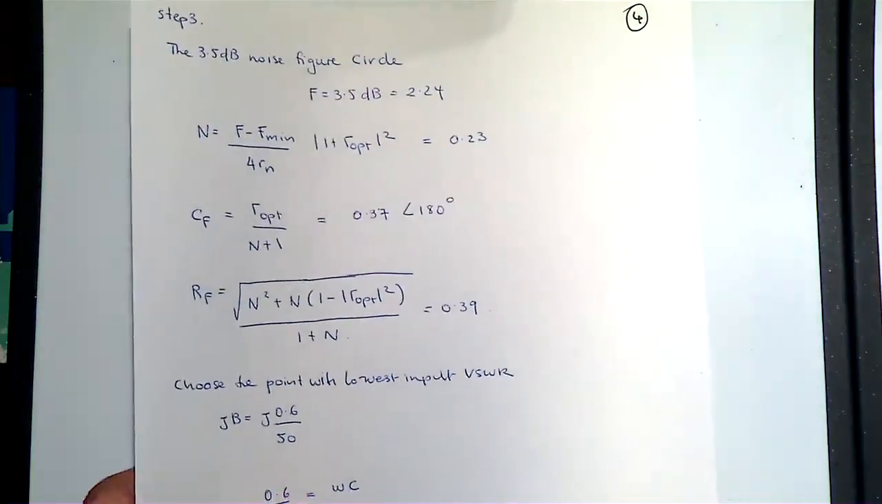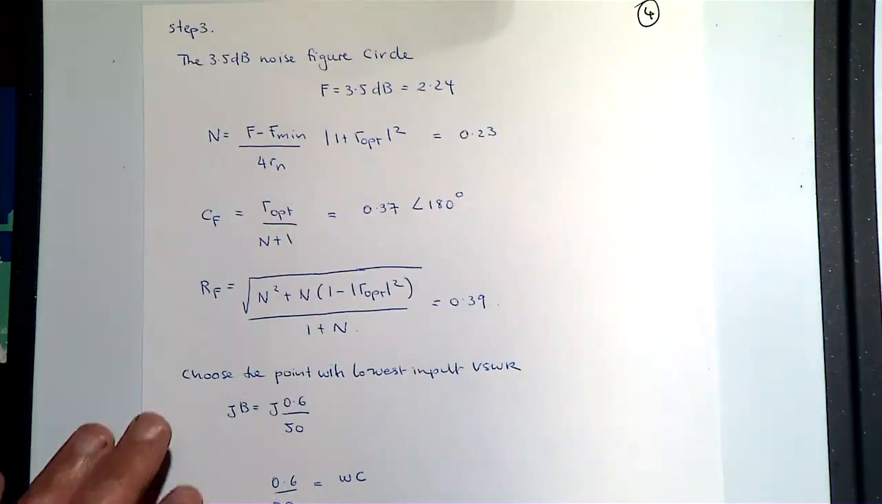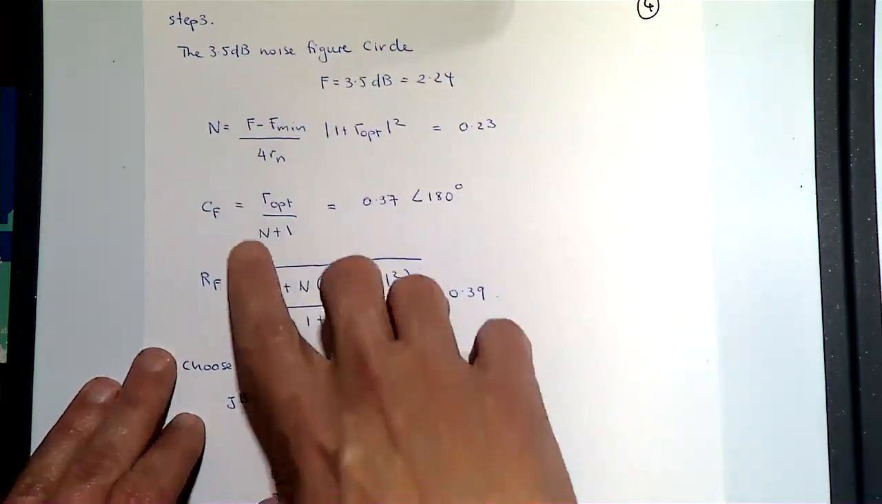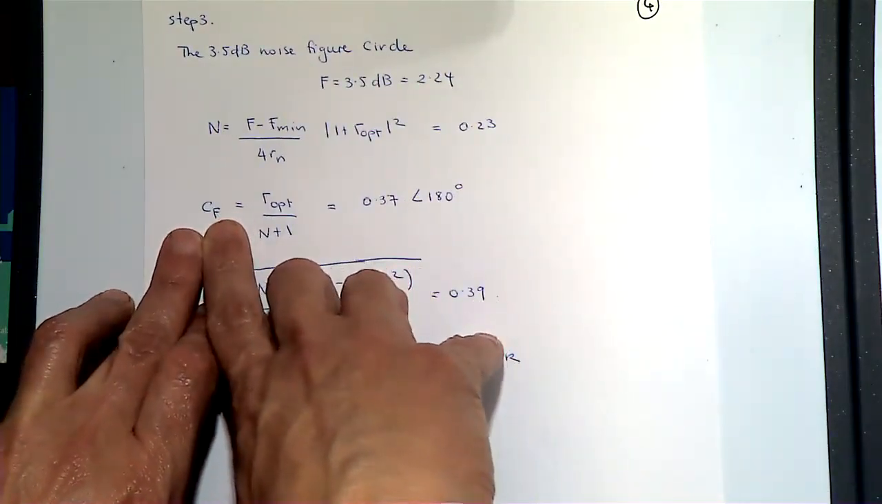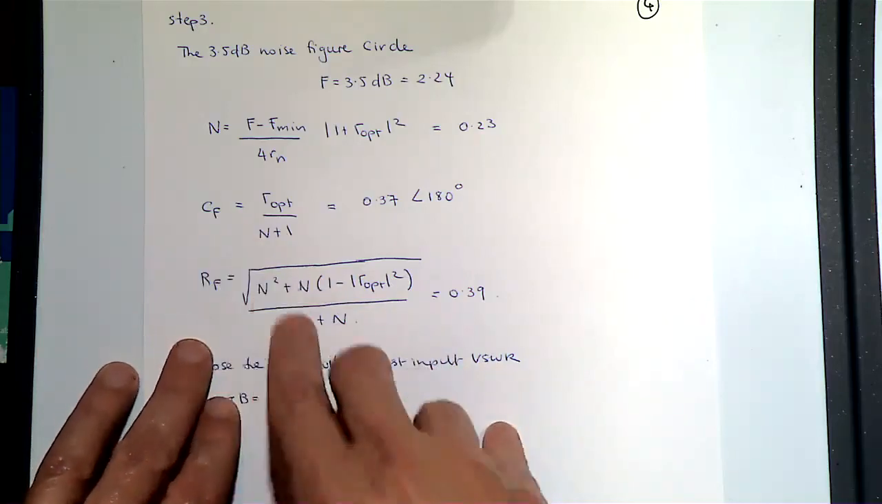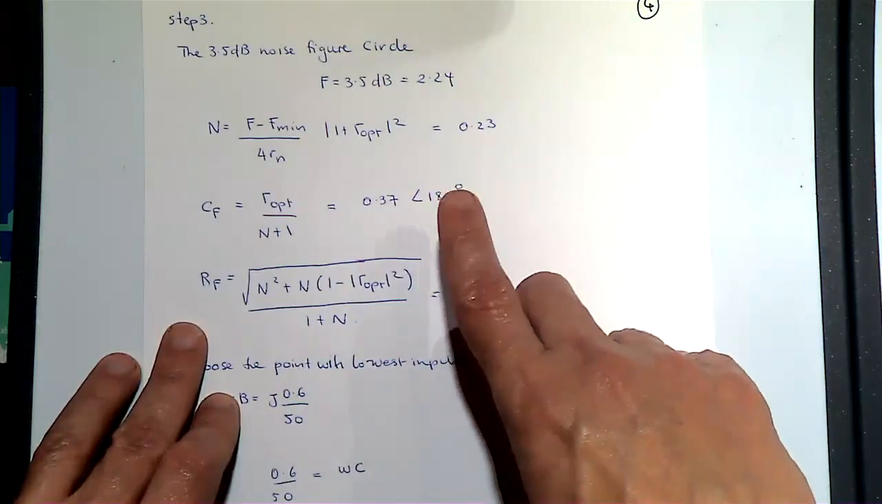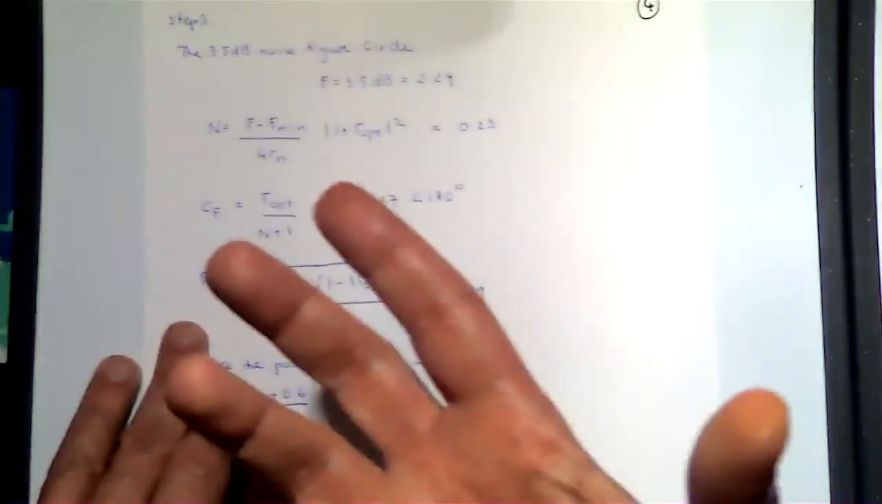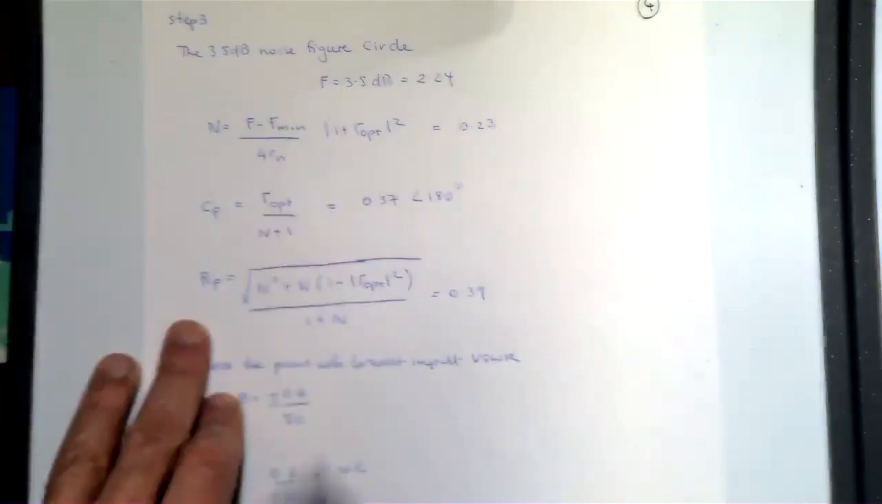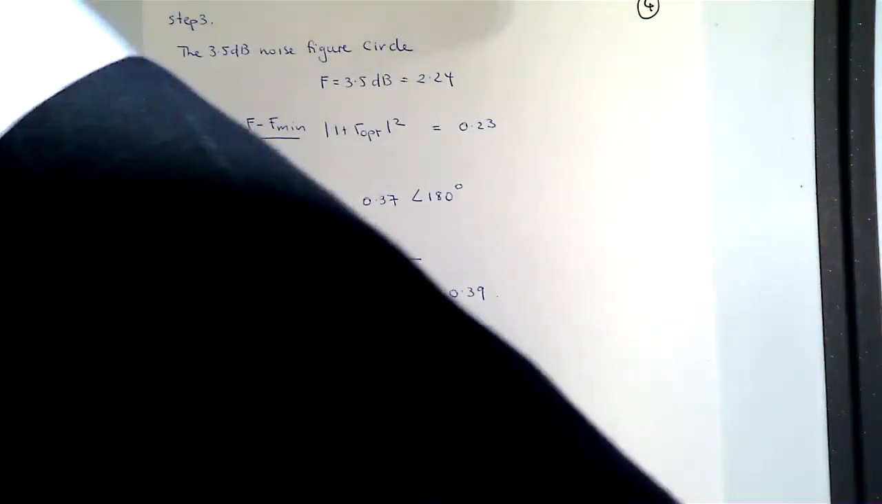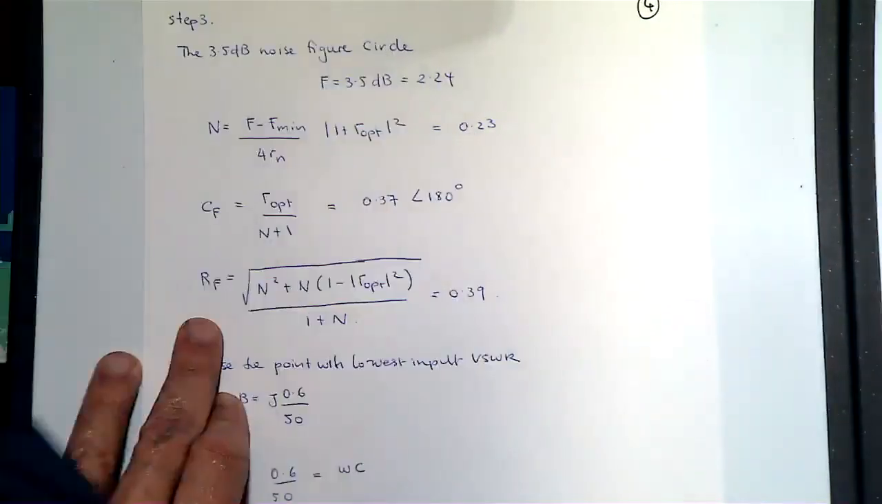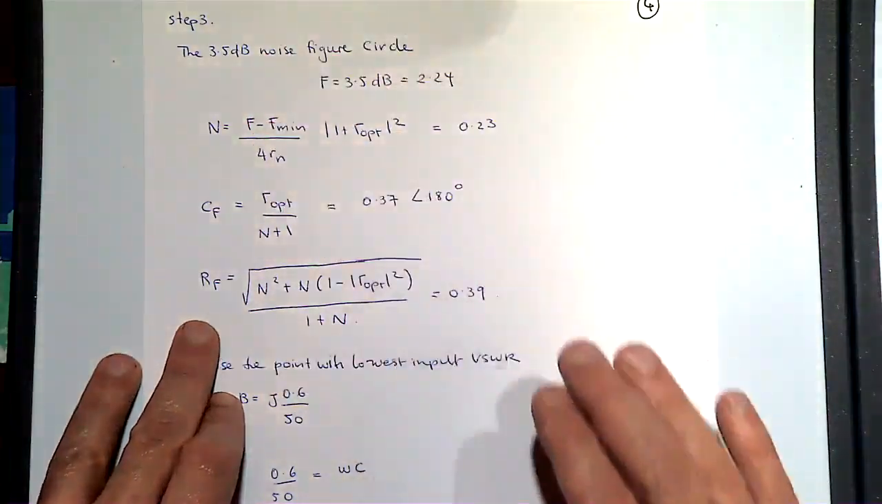Now, I'm going to work out this value of n, which I then use to work out the centre and the radius of my noise figure circle. All I've done here is use the formulae that I derived, or actually copied out of POSA, and presented to you at the start of this lecture. All right, so how would we draw this, and what would we do?